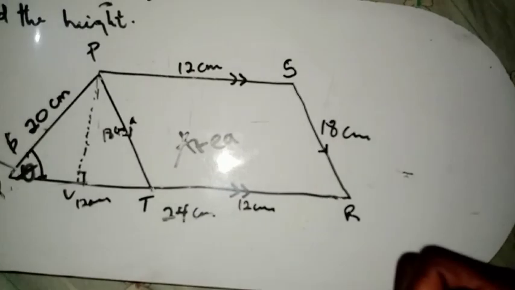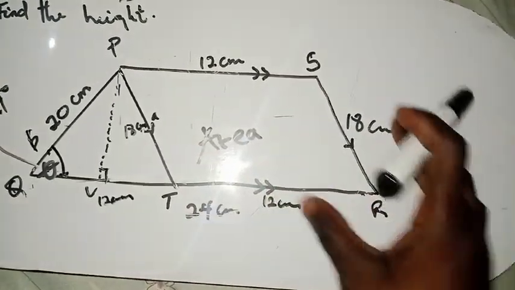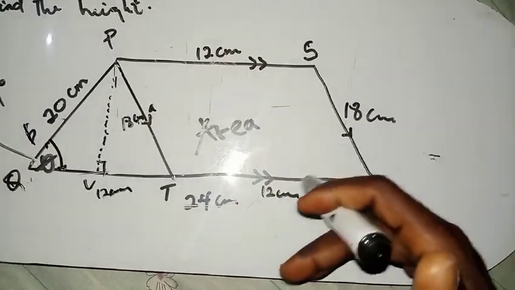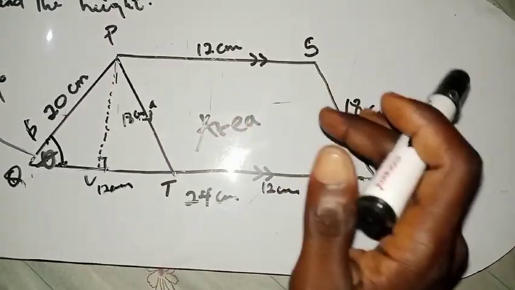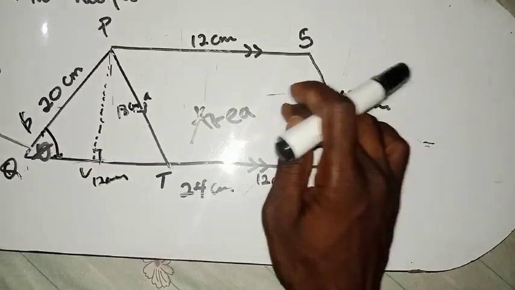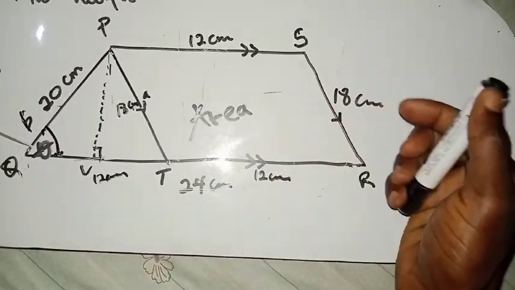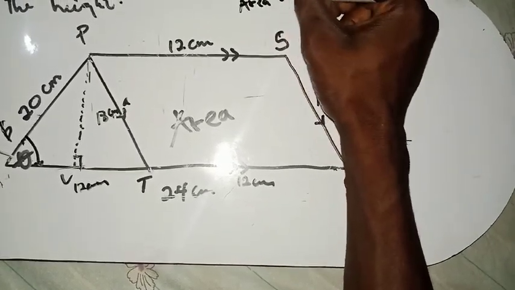Now, your first point here is to make sure that you know the area of this small part, as well as the area of the entire shape. So this requires you to know the type of shape that you are dealing with. So which shape is this one here? That is the point. So this is going to be a parallelogram, right? So PTRS is a parallelogram.